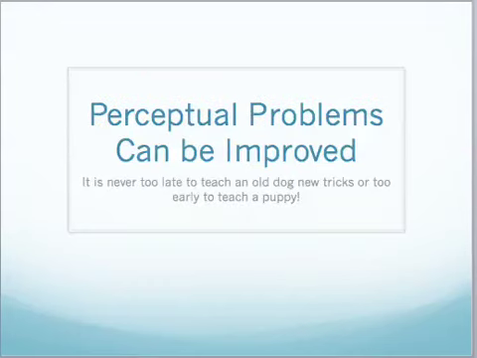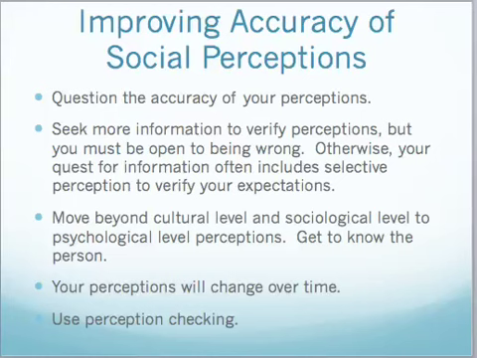Now, these perceptual problems can be improved upon. Your perceptual problems and others' perceptual problems. It's never too late necessarily to teach an old dog new tricks, or too early to teach a puppy new tricks, in the sense that no matter how old you are, no matter how ingrained some of these perceptual problems are, you're never too young, too old, too fixed in your ways, or too not fixed in your ways to learn how to fix those perceptual problems. There's a nice list that are in your textbook. I really encourage you to look through them very carefully. I'm not going to spend a whole lot of time on them.